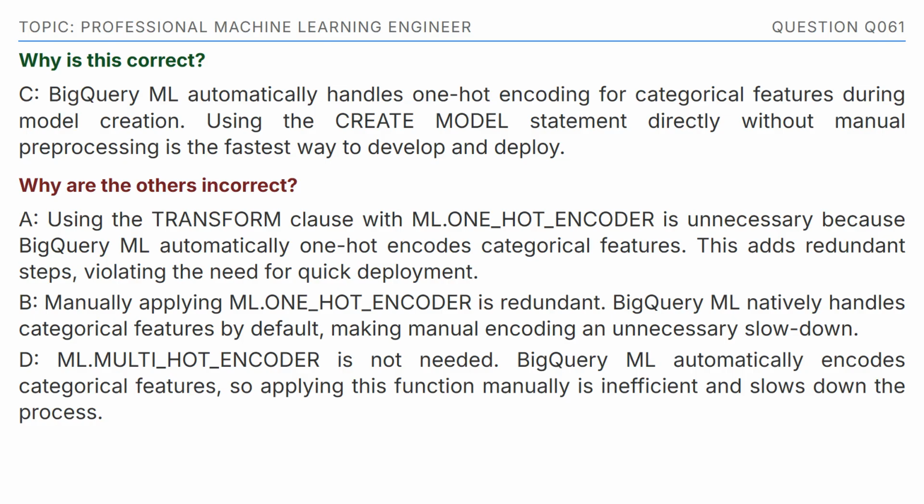Why are the others incorrect? A. Using the transform clause with ml.one_hot_encoder is unnecessary because BigQuery ML automatically one-hot encodes categorical features. This adds redundant steps, violating the need for quick deployment. B. Manually applying ml.one_hot_encoder is redundant. BigQuery ML natively handles categorical features by default, making manual encoding an unnecessary slowdown. D. ml.multi_hot_encoder is not needed. BigQuery ML automatically encodes categorical features, so applying this function manually is inefficient and slows down the process.